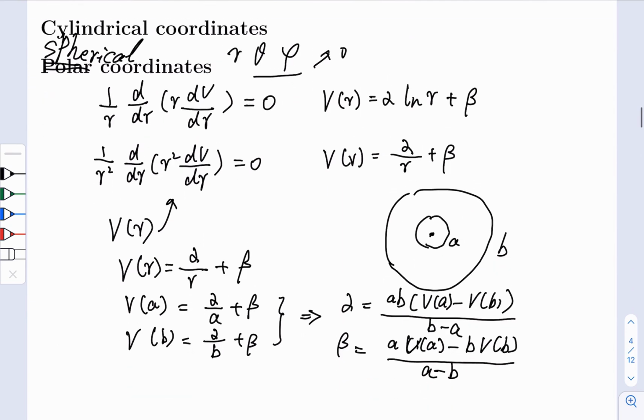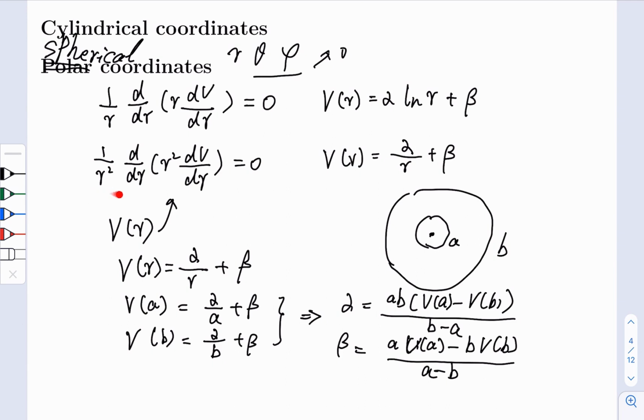Let's look at the cylindrical coordinates. In the cylindrical coordinates, let's say that the theta or phi direction is constant and v only depends on r. Then the Laplacian can be written as this, and the solution could be either a constant, which is trivial, or a log of r, or a linear superposition of the two.